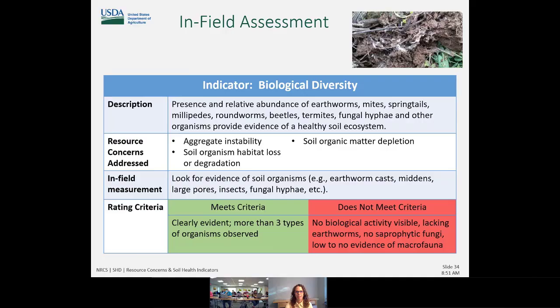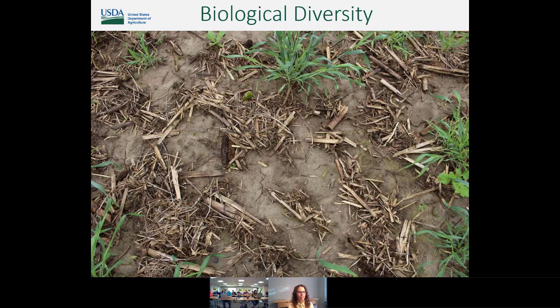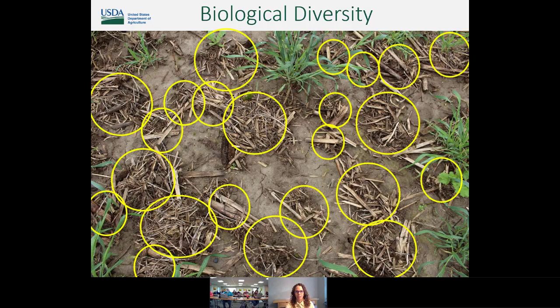So this is an example of soil earthworm middens, and one evidence of biological diversity and activity. Earthworms will pull the residue around their mounds as protection, and you can see that here. So these little piles are evidence that earthworms are active in the soil surface.